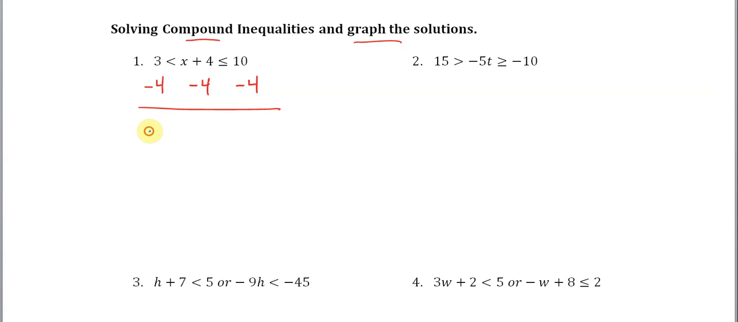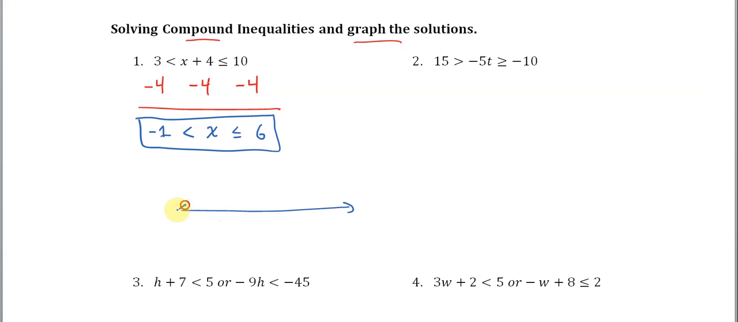So 3 minus 4 is negative 1, which is strictly less than. And x plus 4 minus 4 will cancel to 0, so that just gives you x. And then 10 minus 4 is going to give you 6. Okay, so this is going to be our answer: x is any number between negative 1 and positive 6.